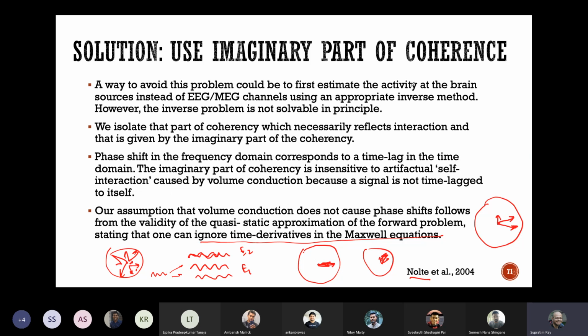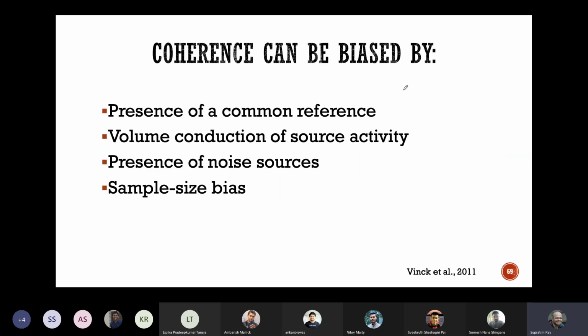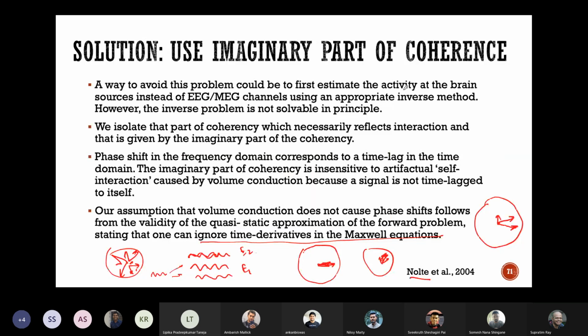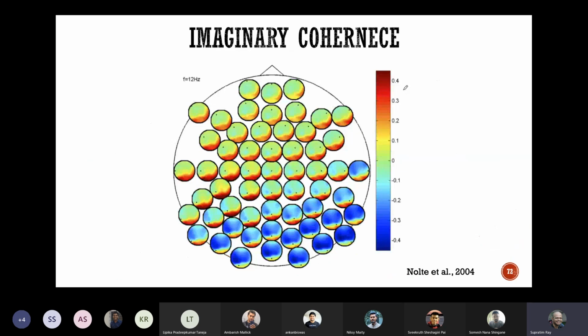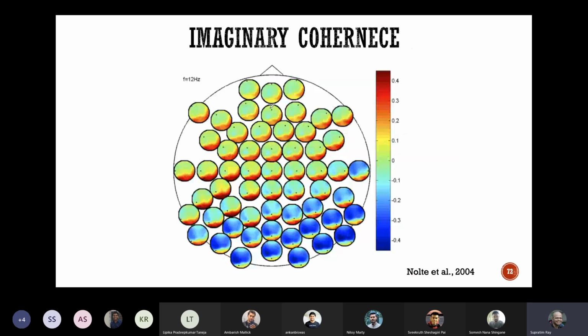You compute the coherency, which is a complex number. The modulus of coherency is coherence, which I looked at here in all these plots. But instead of the modulus, you look at the imaginary part, and that is what imaginary coherence is. And then the same plot here is reduced to something like this. Now you can see the black dots also here. So the imaginary coherence plots show something different.